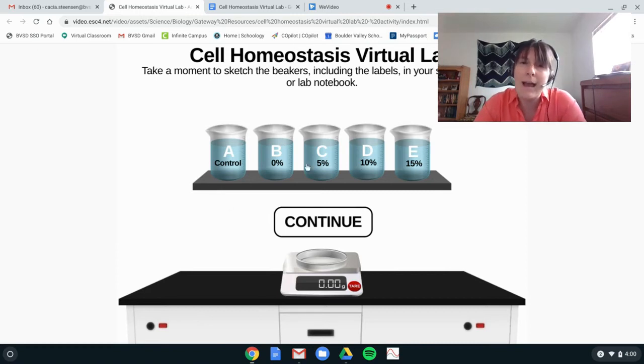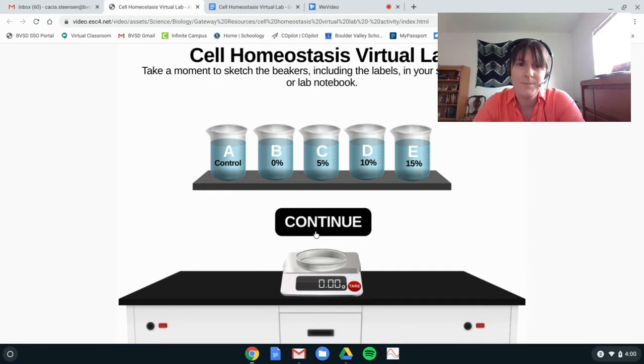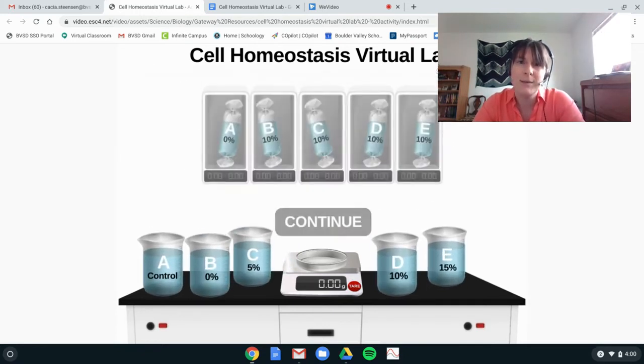All right, so now I have all of my beakers created with different percent sugar solutions. I have a control with no sugar, B with no sugar, C with 5% sugar, D with 10% sugar, and E with 15% sugar. Let's keep going.